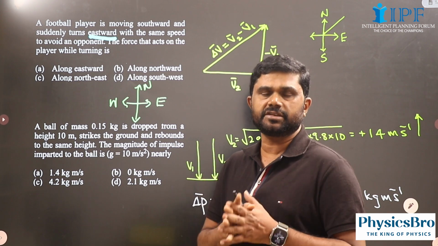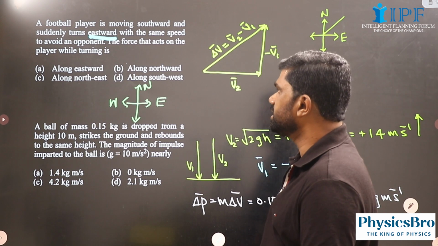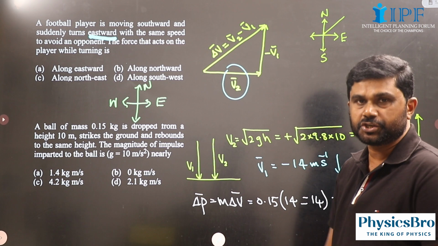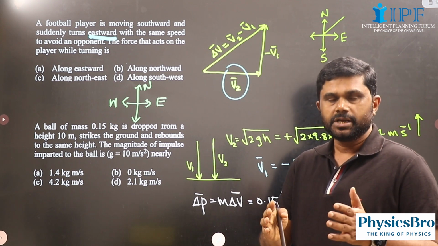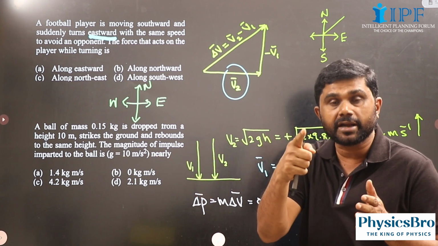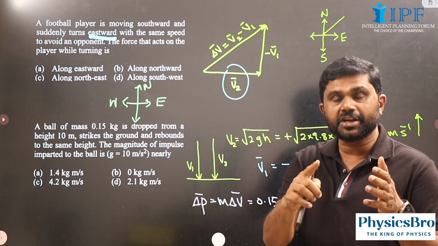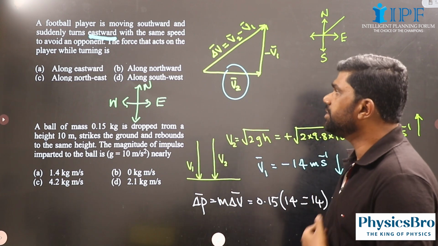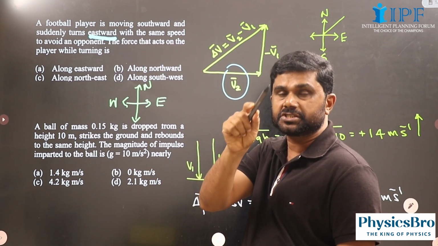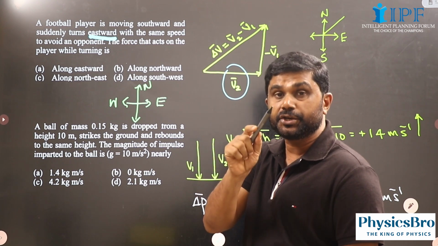How do we find the change in velocity? Final velocity minus initial velocity. Final velocity is directed due east. This is the final velocity, V2, which I have drawn first. To find V2 minus V1, we have to add negative of V1 with V2, that is, find the resultant of V2 and minus V1. What is V1? The initial velocity. The football player is moving southward, so the initial velocity is directed due south. So minus V1 will be due north.